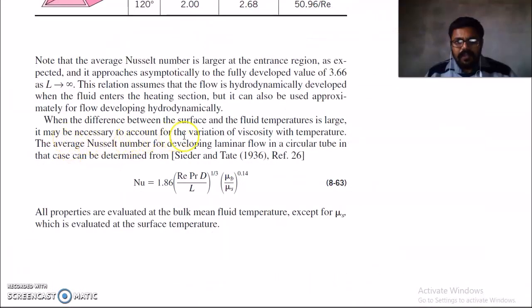When the difference between surface and fluid temperature is large, it may be necessary to account for the variation of viscosity with temperature. The average Nusselt number for developing laminar flow in a circular tube can be determined from this relation, where mu b is your viscosity at the bulk mean fluid temperature, and except mu s, all the parameters are taken at bulk mean temperature.